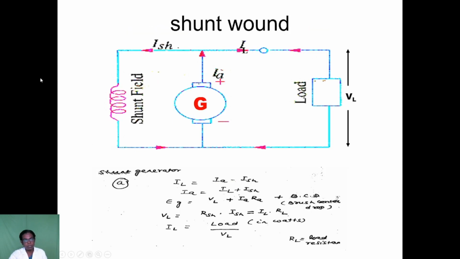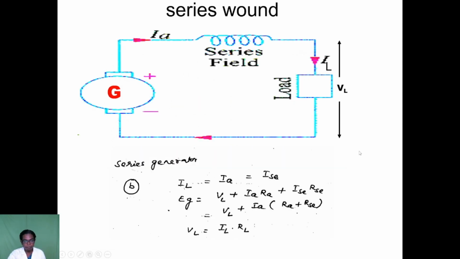Shunt wound. The shunt field winding is connected in parallel to the generator. So the formula is IL is equal to IA minus ISH. So IA is equal to IL plus ISH. Now the generated EMF formula is EG equal to VL plus IA RA plus BCD, the brush contact drop. Okay.